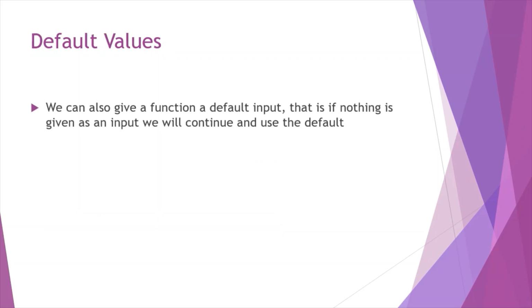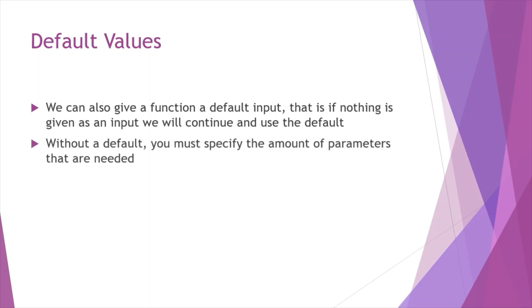So a little bit about default values as well. We can also give a function a default input. That is, if nothing's given, then it will just use the default and it'll be happy. So we can then call a function without any arguments at all, and it'll just use the default ones that are already there. Without the default, you must specify the amount of parameters that are needed. So for example, if a function needs 3 parameters, you have to give it those 3. Otherwise, it'll crash and you'll have an error.